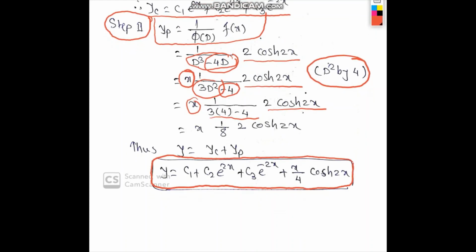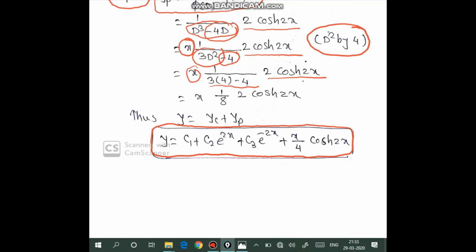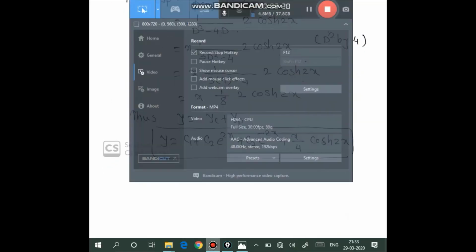So this is a simple example. This is required. Whatever few examples are given in the material, you should do at least 2-3 examples of each type. Nothing more than that is required. So understanding is the main thing. Okay, thank you. That is about your hyperbolic function.